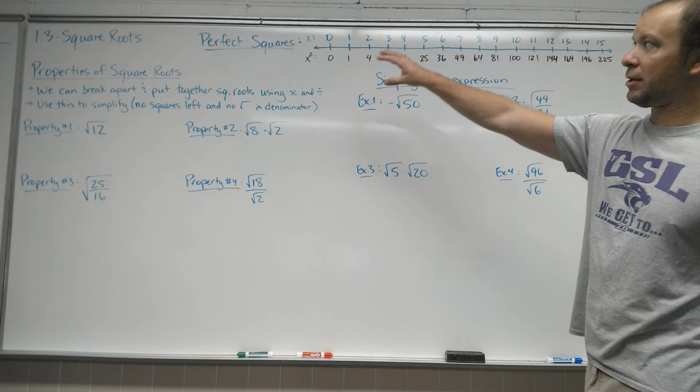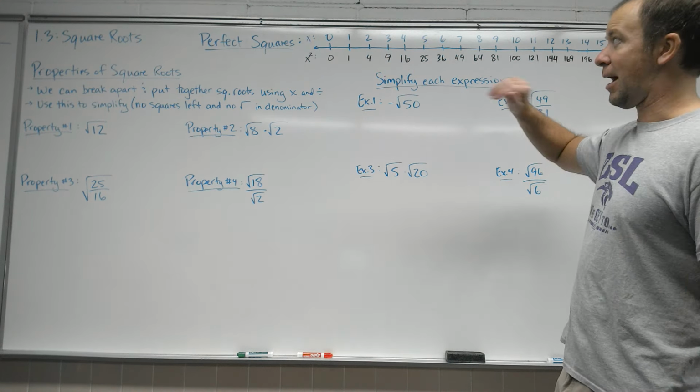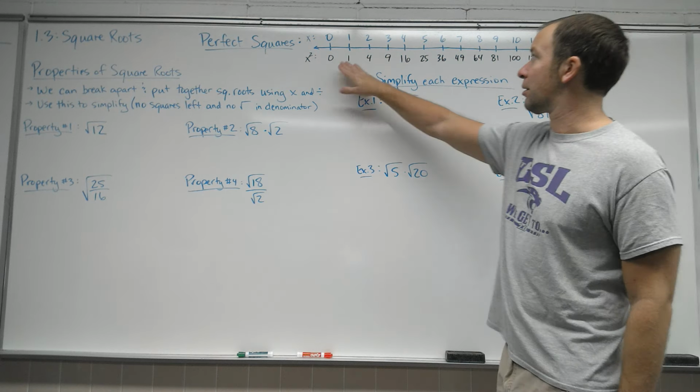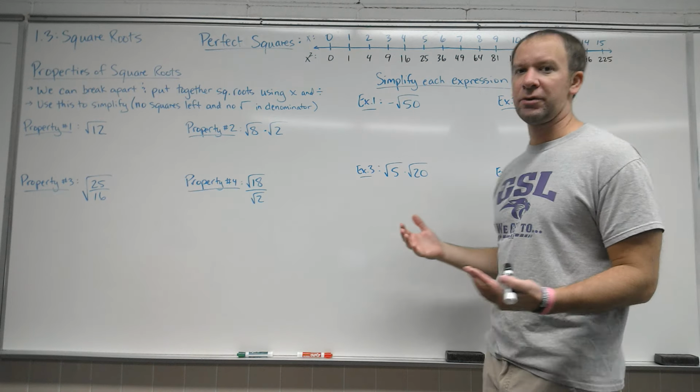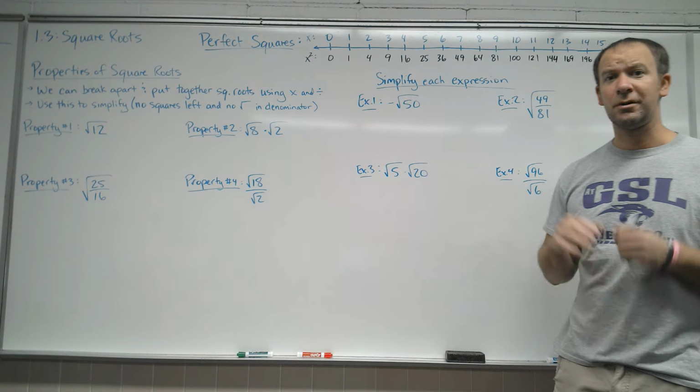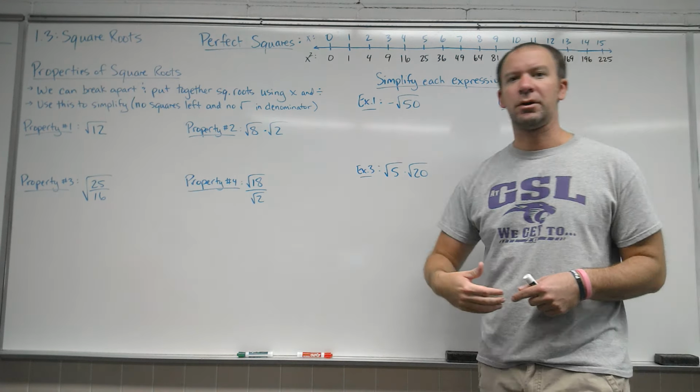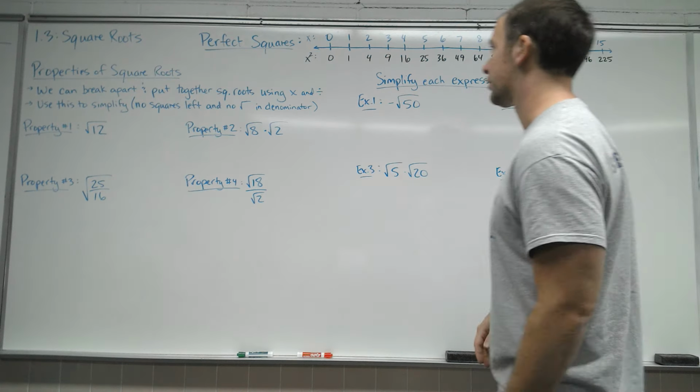Still have our perfect squares number line up here. We're going to use it a lot more explicitly now, like we're going to be looking for these perfect squares. Okay, because everything in the rest of section 3 is about simplifying stuff with square roots so that it's in its simplest form, which makes it easier to work with when there's other square roots around.